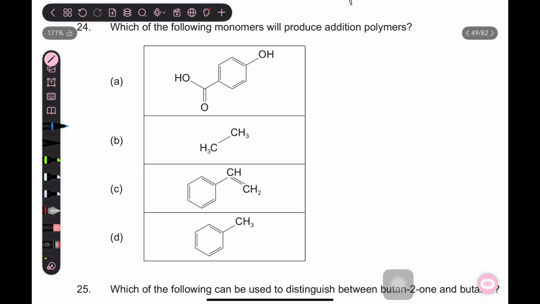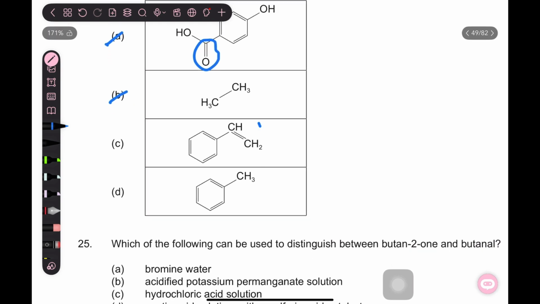So I'm just going to go ahead and cross out B straight away because there's not even a double bond of any form. Then for option A, it needs to be a carbon-carbon double bond. So whilst there is an oxygen carbon double bond, this isn't suitable for addition polymerization. C does have a carbon-carbon double bond, so this is therefore our answer. And then D does not, once again, have a carbon-carbon double bond, so that can't be right.